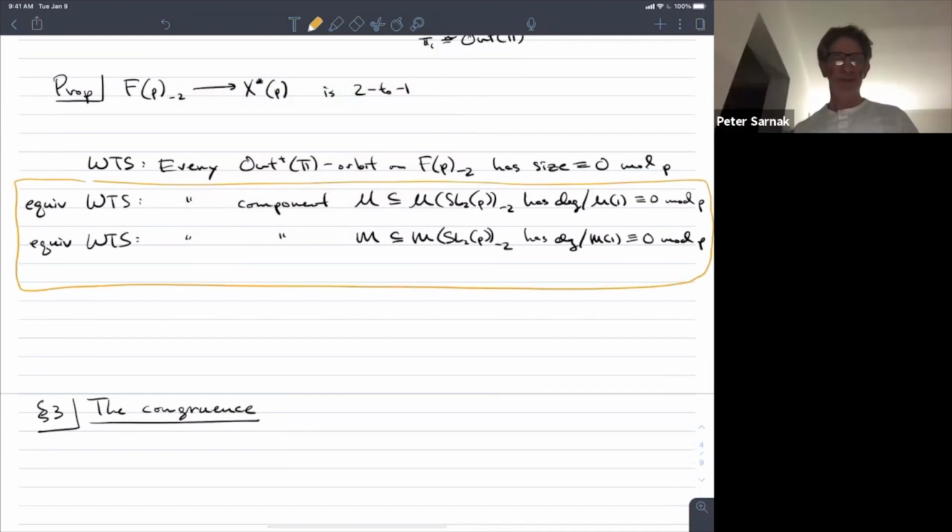So up until this point, the philosophy is that the connected components of these moduli spaces are in one-one correspondence with, in this case, this action of the mapping class group on the pairs, which is, by what you said, the same as the one-one correspondence with Markoff.